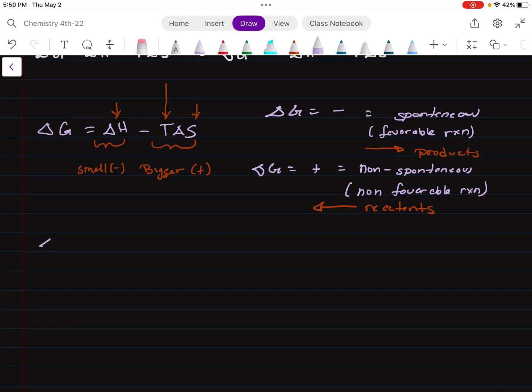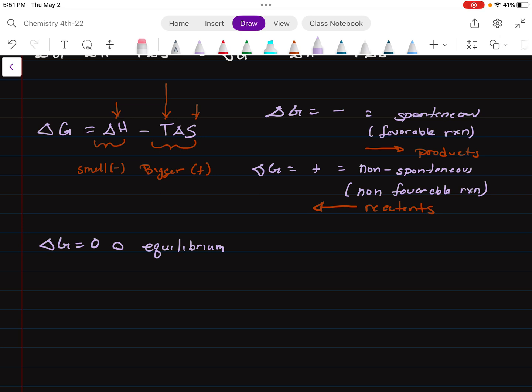Now, what happens when delta G is equal to 0? When delta G is equal to 0, what's happening here is the reaction is not moving forward, it's not moving backwards, right? And what's happening here is that this is now at equilibrium. The reaction has reached equilibrium. So in the instance where you see that delta G is equal to 0, right, then that's when you know that your reaction has hit equilibrium and it's not moving in either direction, okay?